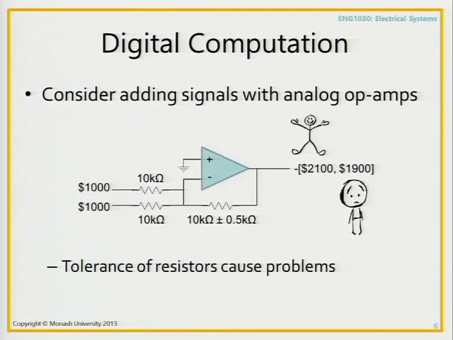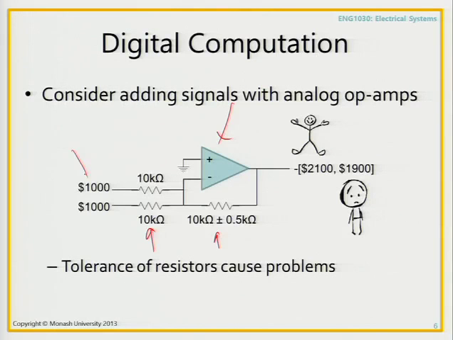So here's an example of digital computation. I said that digital computation is easier than analog computation. Here's one easy example to show why analog computation is sometimes not a good idea. Here's an op-amp. You know what it does. It sums two values together, all right? And it does this via the ratio of the resistors. You've done this for the last 2 weeks.